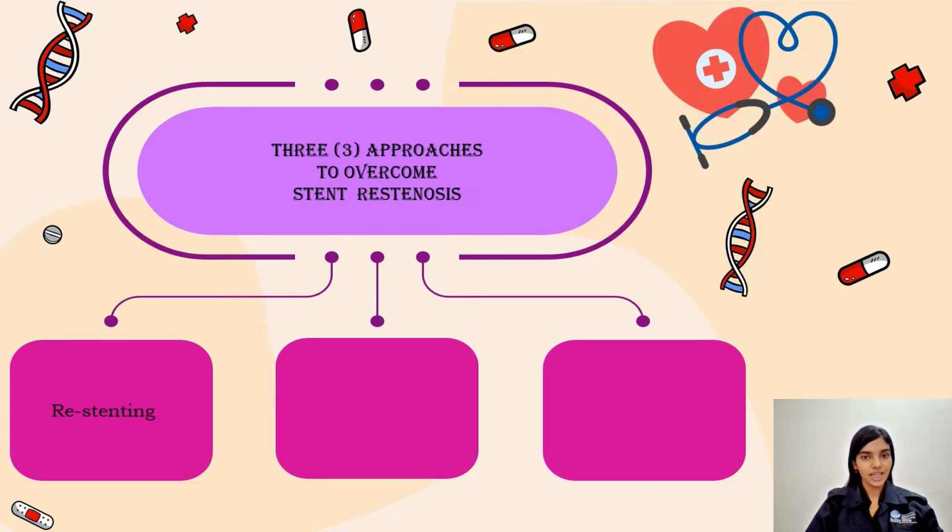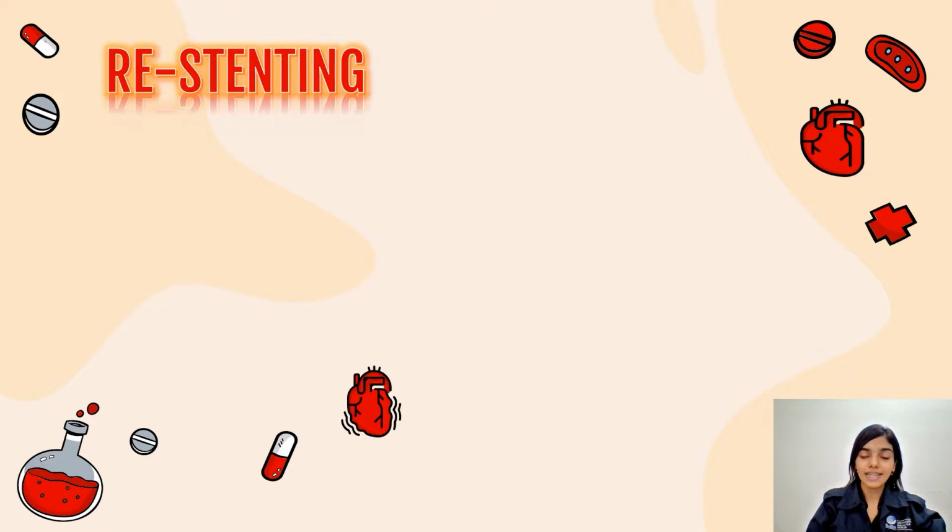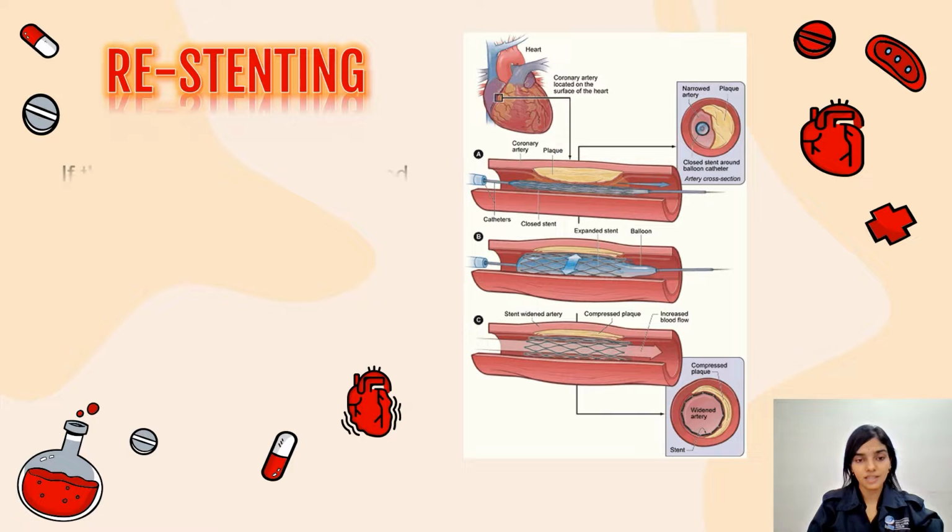There are three approaches to overcome stent restenosis. The first approach is restenting. The second is usage of medication. The third is coronary artery bypass graft surgery. Restenting. This picture shows the process of restenting.